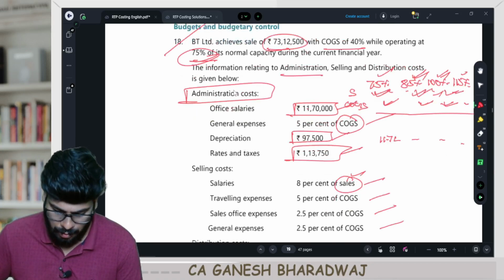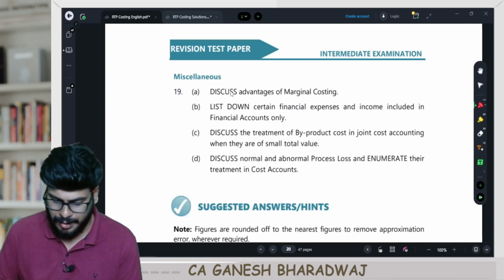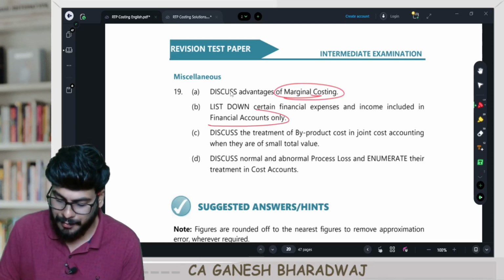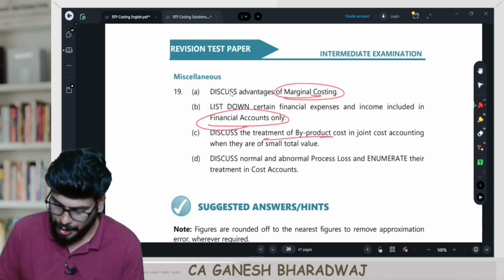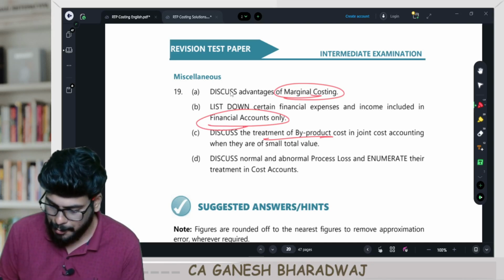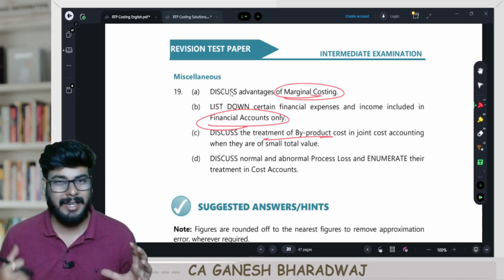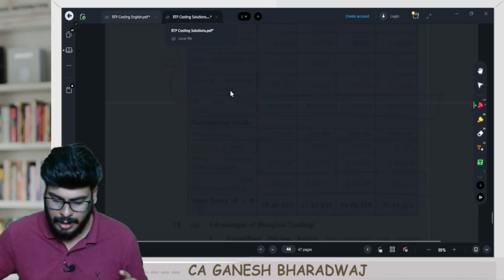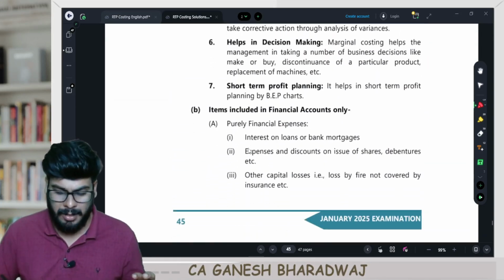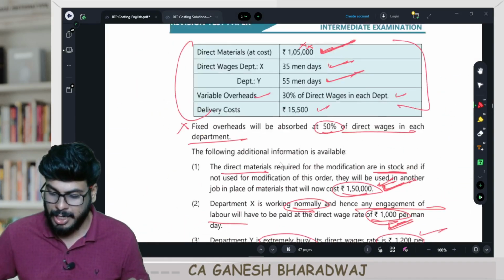So now that's about all the numerical problems. Finally, they have given one theory question. So discuss the advantages of marginal costing, list down certain financial expenses and income included in financial accounts only, and treatment of byproducts in joint products and byproducts, and then discuss the normal and abnormal process losses and enumerate the treatment in cost accounts. These are all direct. You can just go through the suggested answers given here. You can just quickly go through it once. These are pretty much straightforward, nothing great in discussing. So that's about this RTP discussion of Jan 2025 attempt.